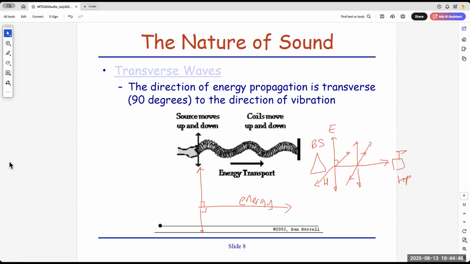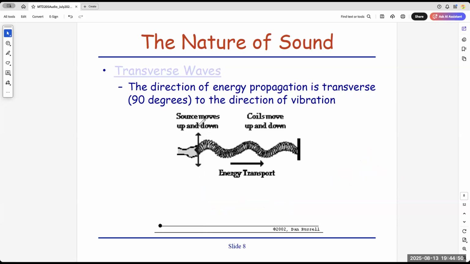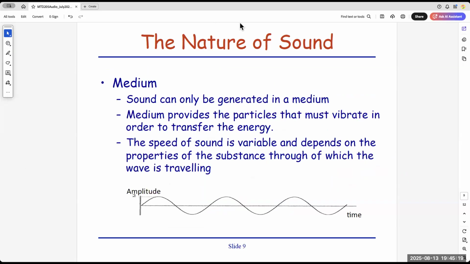So using a spring as an example, if you see here, the direction of energy transfer is 90 degrees to the direction of vibration. You can see that the vibration is up and down, up, down, up, down, but the energy is being transferred from left to right. This is a typical transfer wave. Okay, let me switch to YouTube to give you the final visualization.